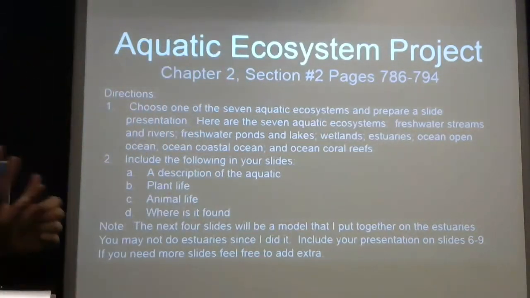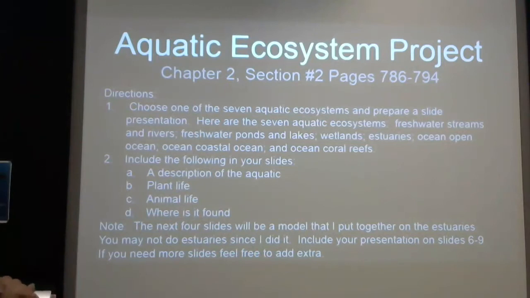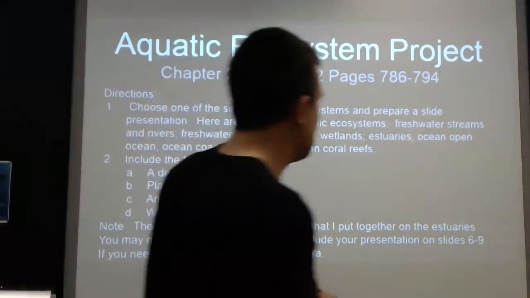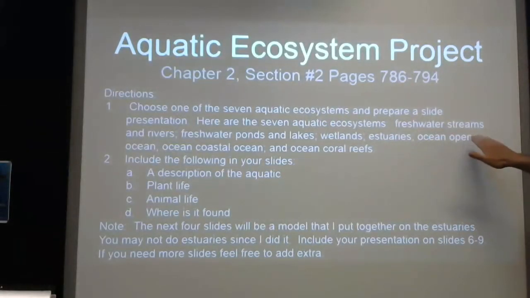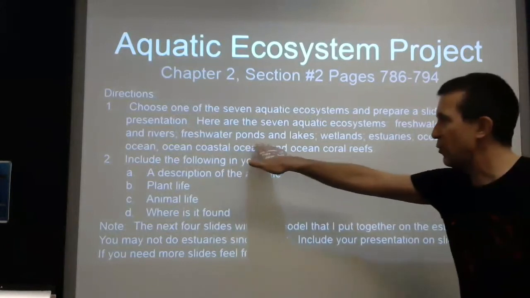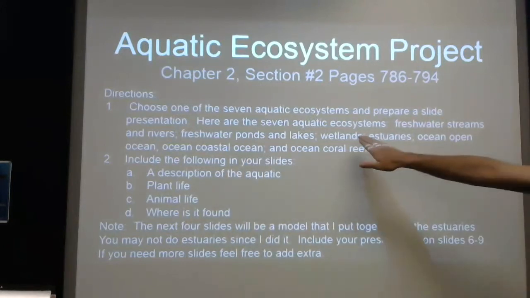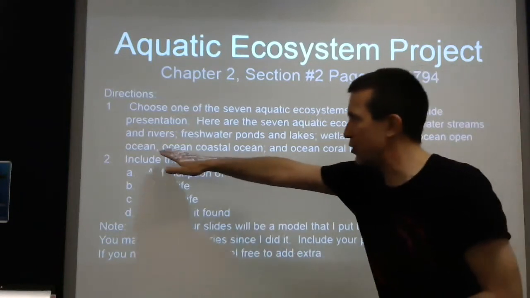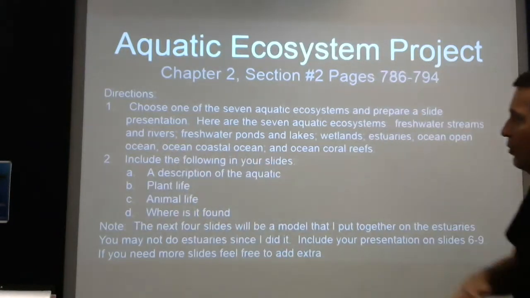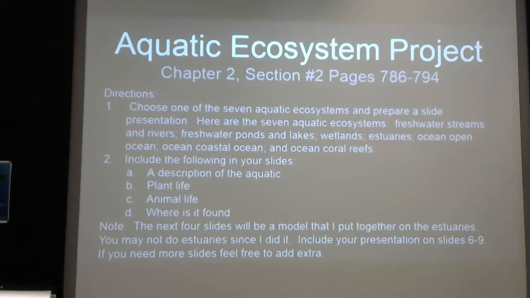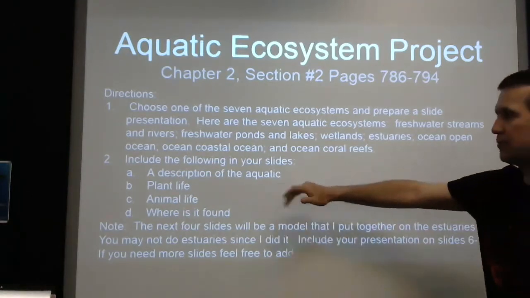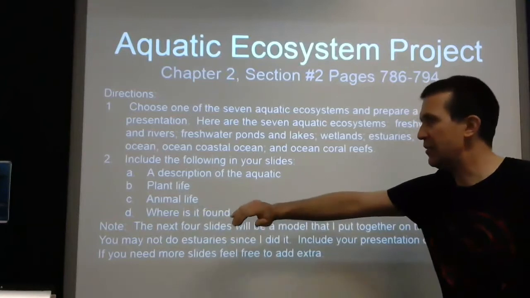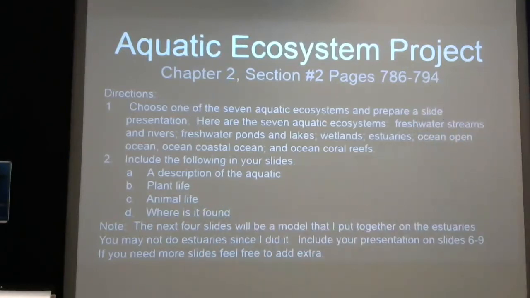So again, you're going to have to do it on one of the 7 aquatic ecosystems. What are those ecosystems? We have freshwater streams and rivers, freshwater ponds and lakes, wetlands, estuaries, open ocean, coastal ocean, and ocean coral reef. And again, you're going to find a description. You're going to include plant life, animal life, and where it is found.